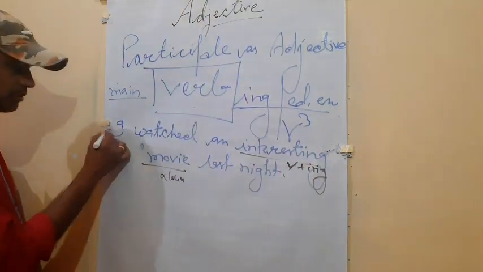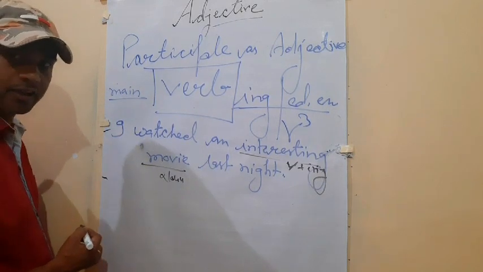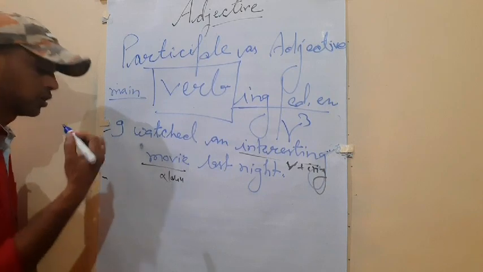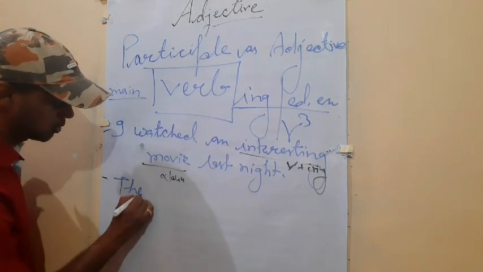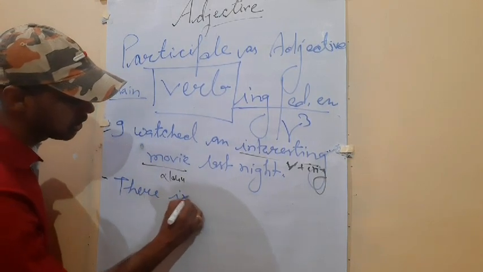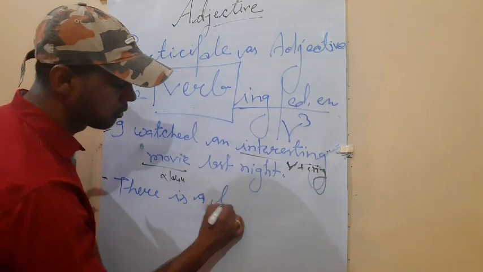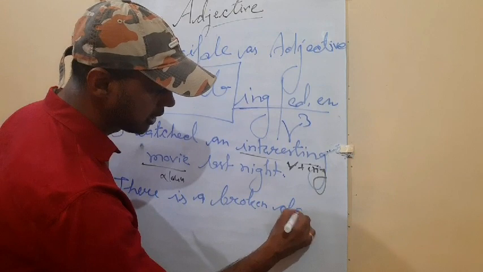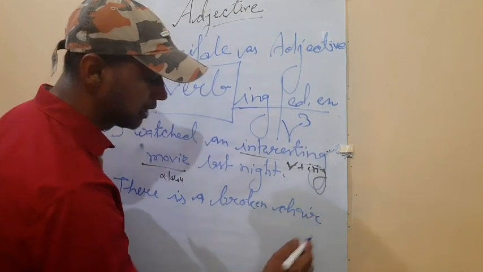Clear? Same thing, you can also make it with the third form. Third form. Okay, see, there is a broken chair. There is a broken chair.